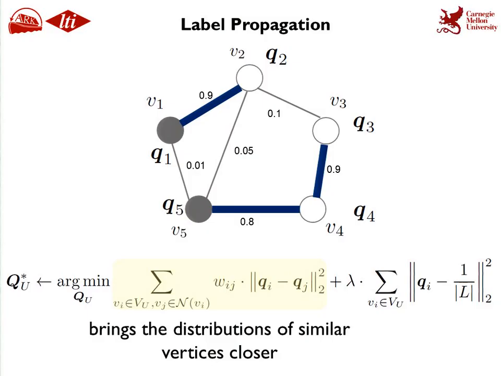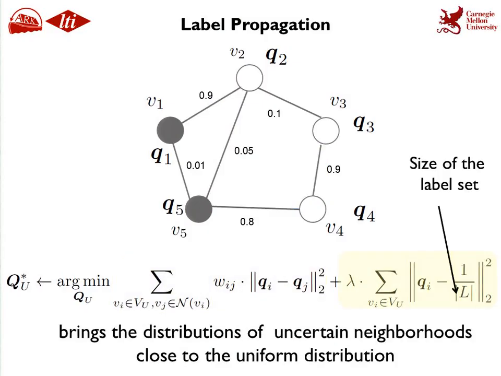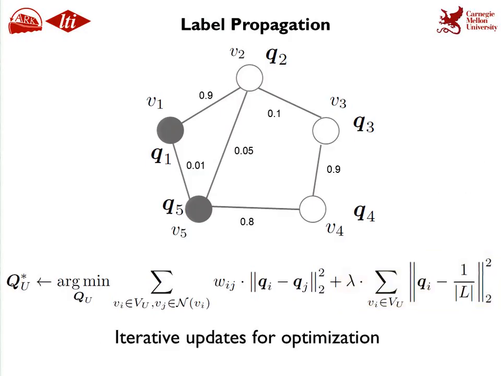The last term is basically a unary penalty, or you can think of it as a regularizer that brings the distributions of uncertain neighborhoods close to the uniform distribution. This is like a maximum entropy term. Once you minimize this, there are iterative updates for optimization, and you get the best set of distributions. You do MAP inference to get the best set of distributions over unlabeled vertices.